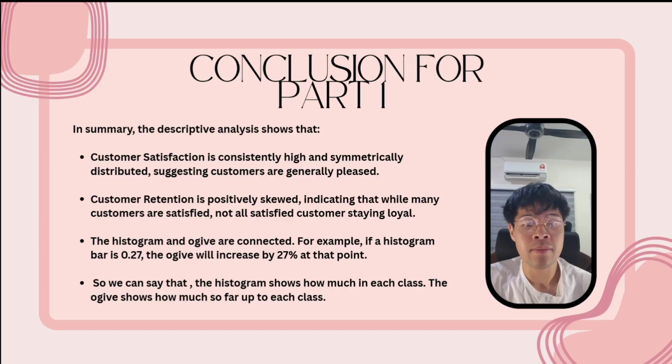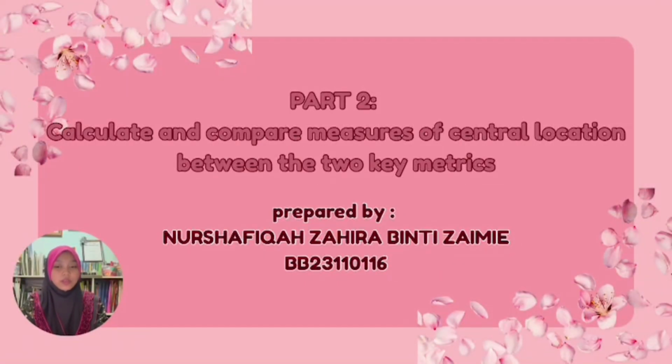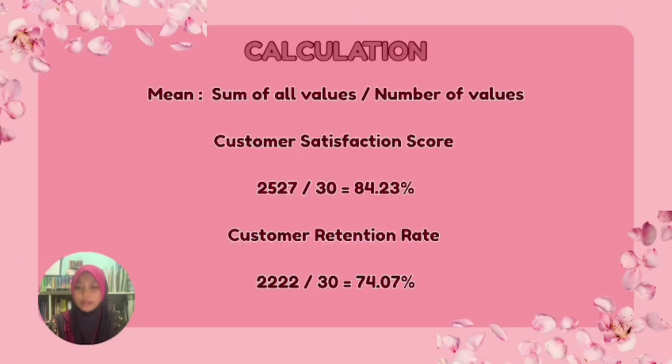up to each class. Next is the part 2 question, which is to calculate and compare measures of central location between the two key metrics. The first one is the mean, where we have to divide the total of all values by the number of values. For satisfaction score, we will get 84.23%, and for retention rate, we will get 74.07%.